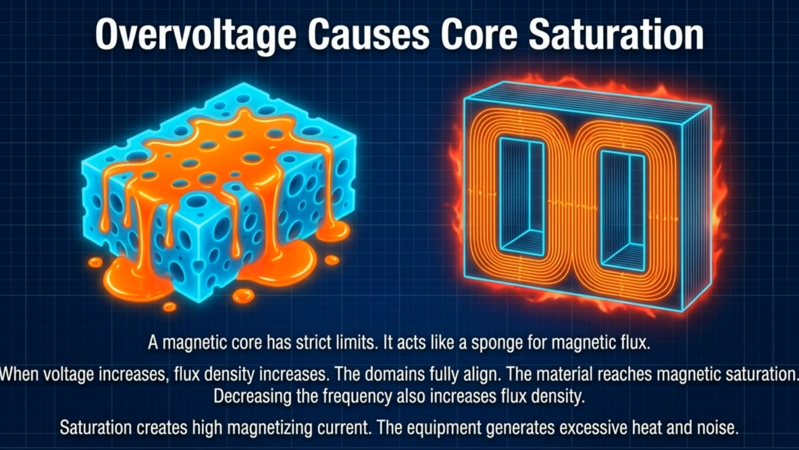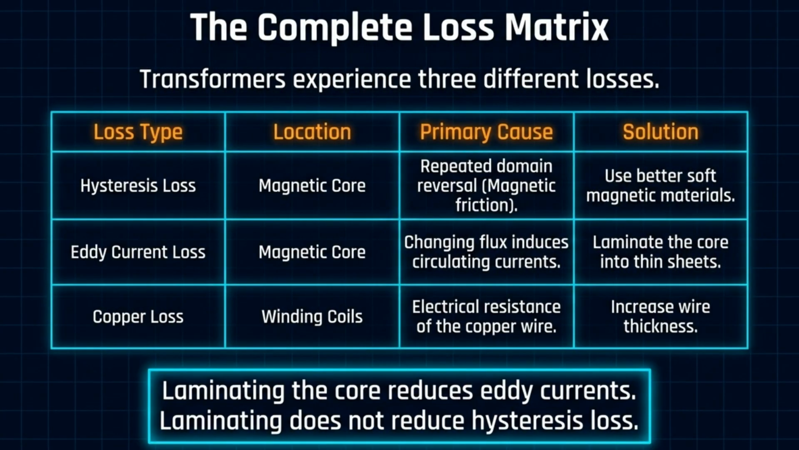core volume. Overvoltage causes magnetic saturation, where the core can no longer handle the magnetic flux. This state leads to high magnetizing currents, excessive noise, and significant heat generation. Transformers face three primary losses: hysteresis, eddy currents, and copper loss. While laminating the core helps reduce eddy currents, it does not stop hysteresis loss.